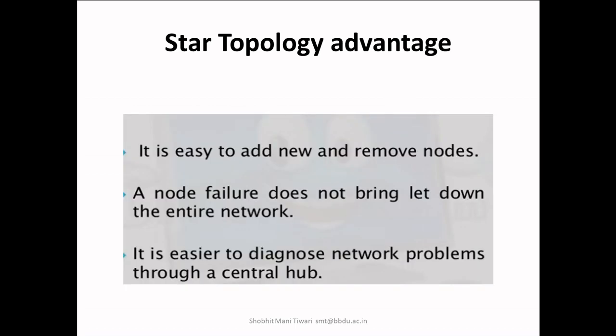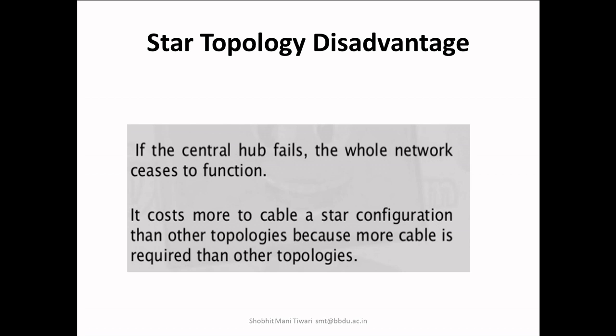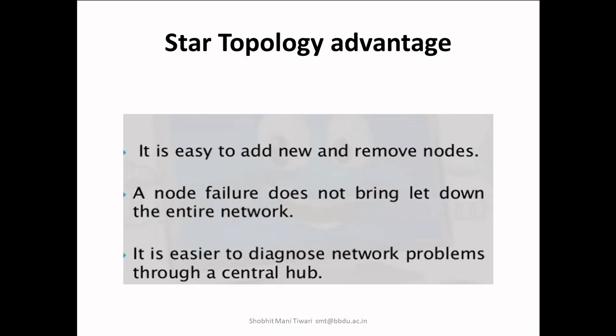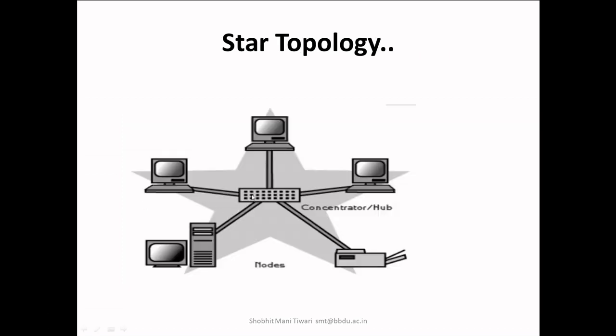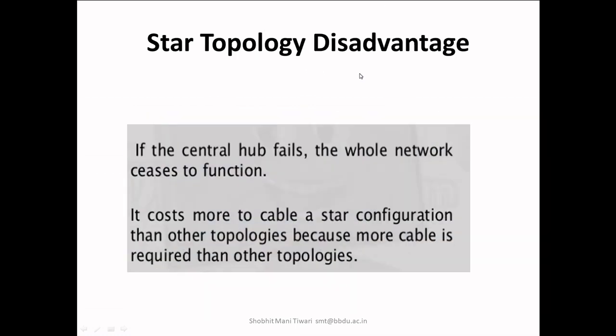Now let's talk about the disadvantages of star topology. It's very easy to understand. If this particular central device fails, then this whole network will be of no use. So this is the main disadvantage of star topology. If the central hub fails, the whole network will fail, and hence the network ceases to function.